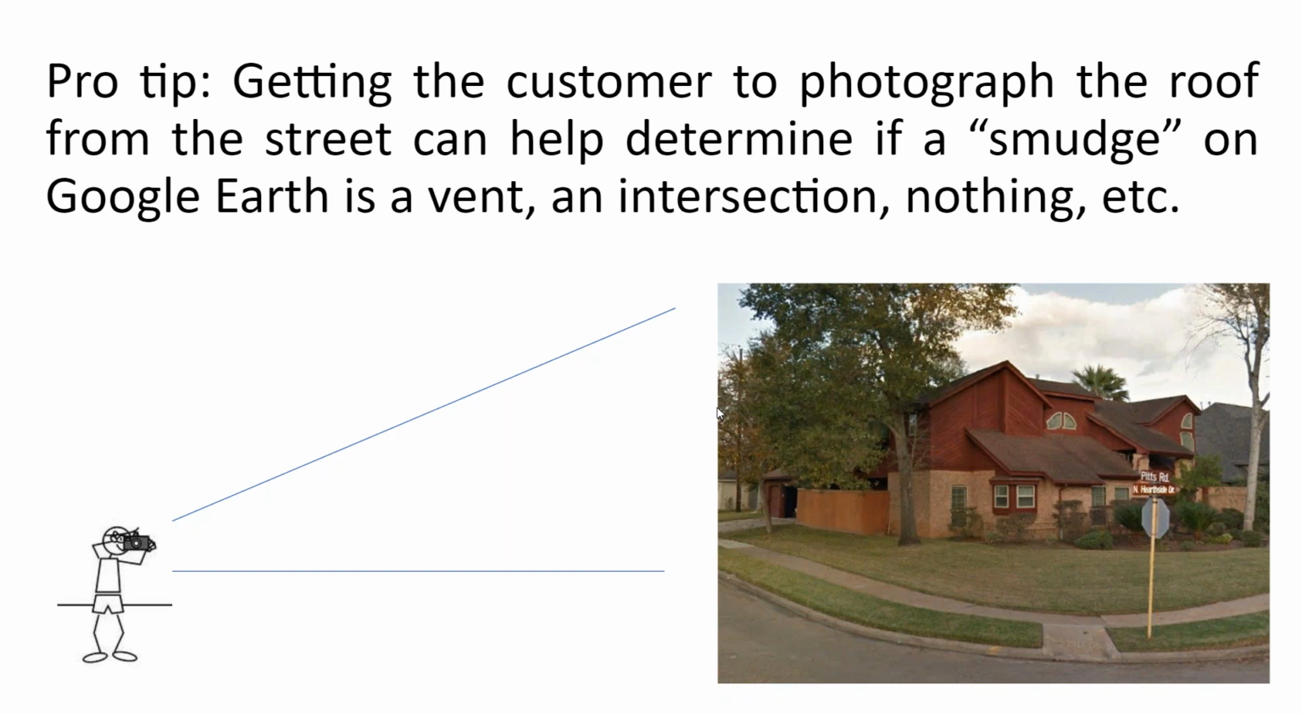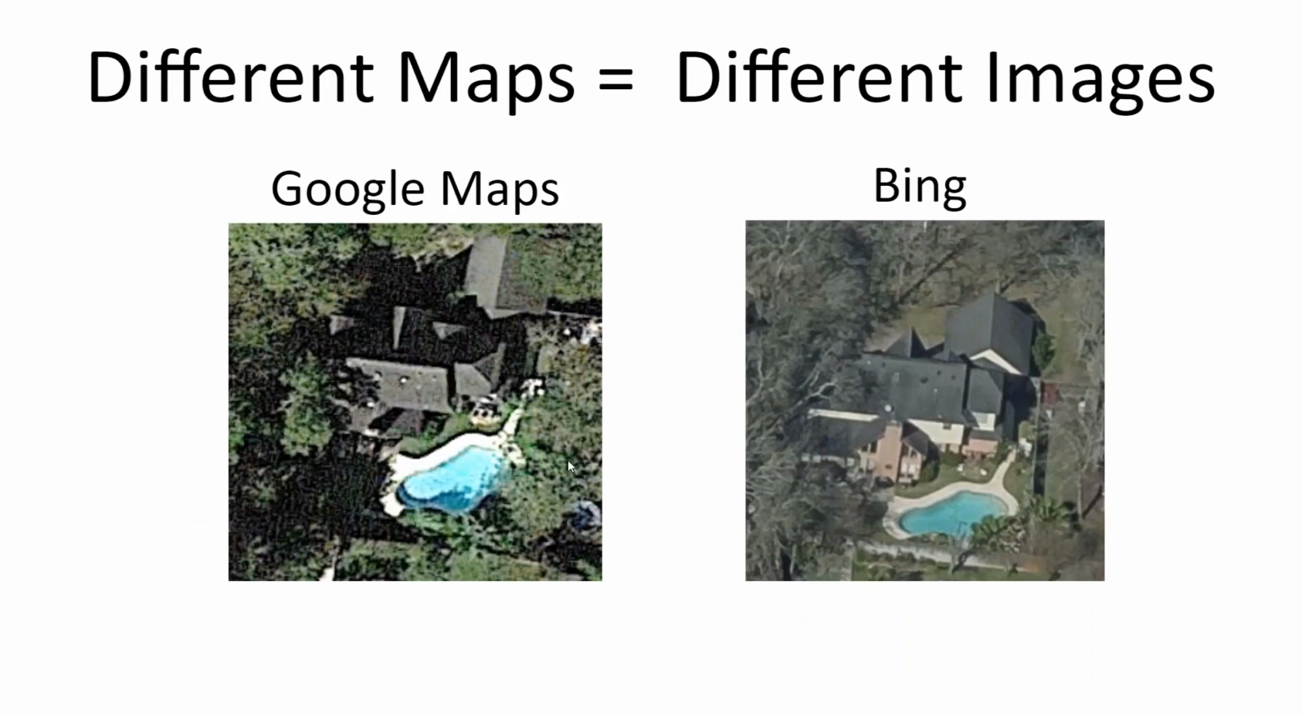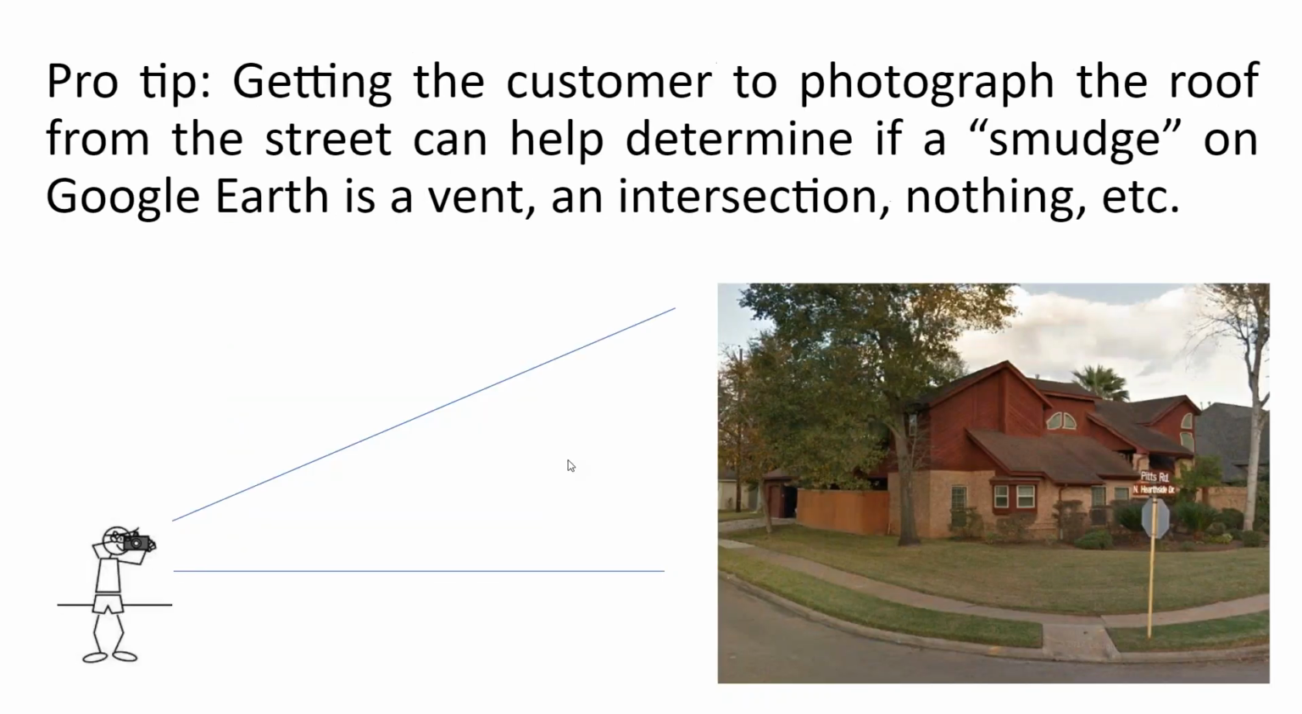I still think there's nothing better than getting the client to walk a few feet away from their house, turn around and snap a photo so that you can actually see what's on the roof. That way, if you have a particularly blurry overhead image, you can better understand what's a smudge versus what's a vent.